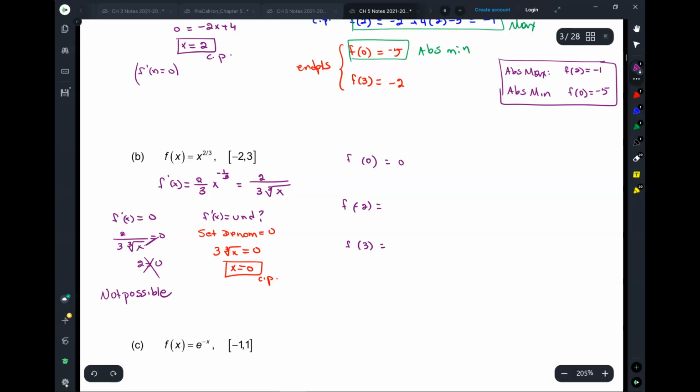So f of 0, 0 to the 2/3, that's just 0. F of -2, that's cube root of -2 squared, right? I'm plugging it into the original one here. Cube root of 4. This is cube root of 3 squared, cube root of 9. And I don't have a calculator, but that's fine. I don't need a calculator to realize that this is the minimum at 0, right?